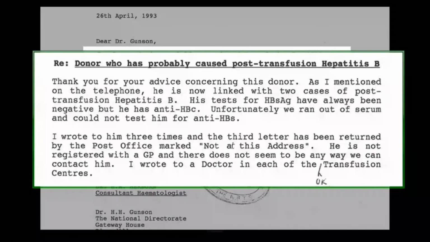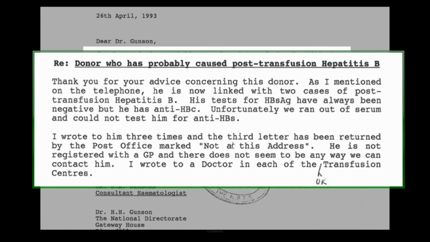Thank you for your advice concerning this donor. As I mentioned on the telephone, he's now linked with 2 cases of post-transfusion hepatitis B. His tests for hepatitis B surface antigen have always been negative, but he has anti-HBC. Unfortunately, we ran out of serum and couldn't test him for anti-HBS. I wrote to him 3 times, and the 3rd letter has been returned by the post office marked not at this address. He's not registered with a GP, and there doesn't seem to be any way we can contact him. I wrote to a doctor in each of the UK transfusion centres.